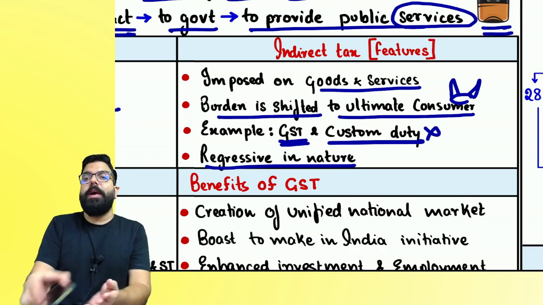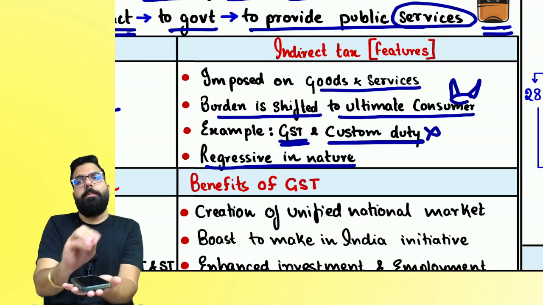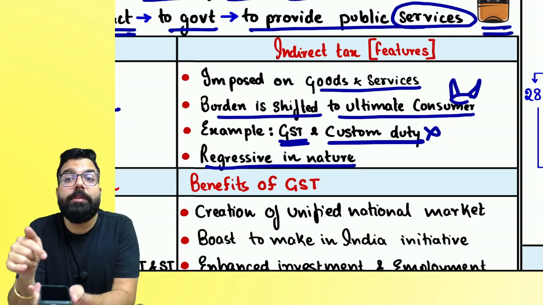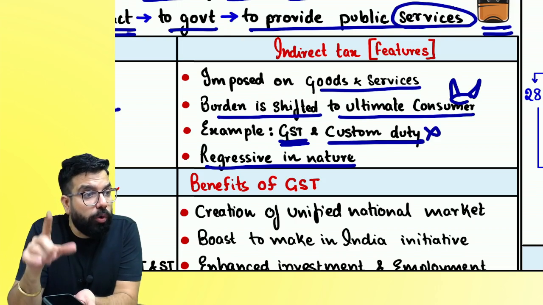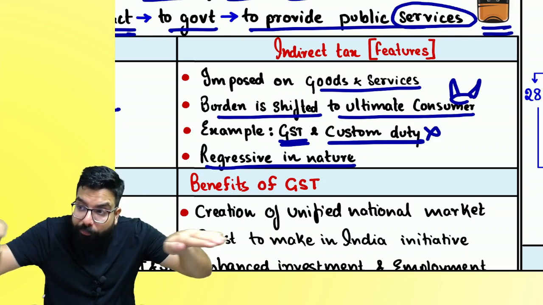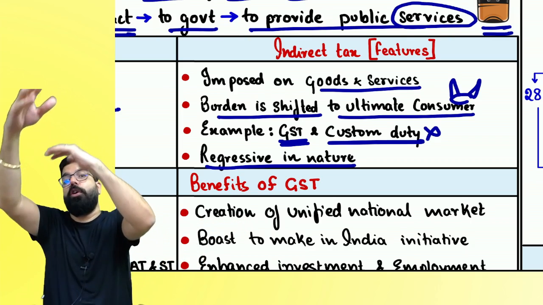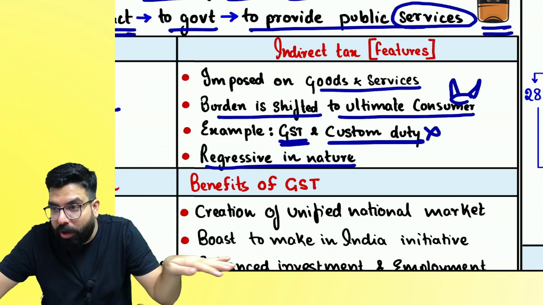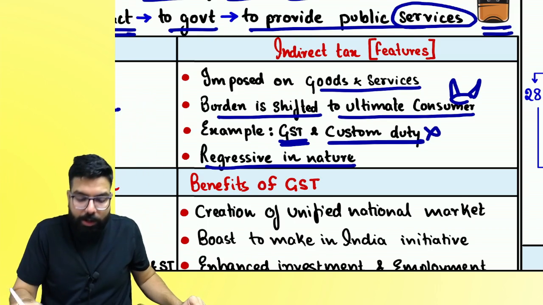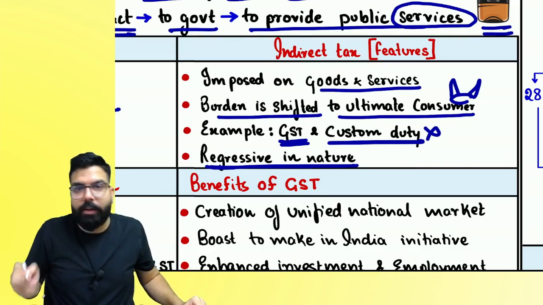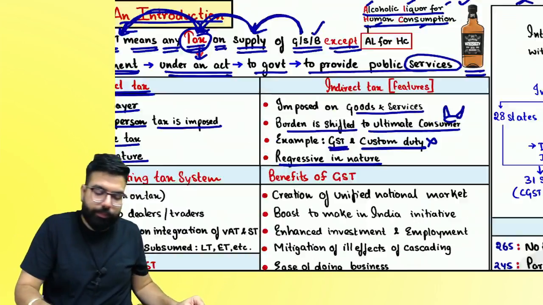Regressive means I went to buy this mobile phone. I paid 10,000 plus 2,000 GST. You will pay how much? 10,000 plus 2,000. Means it is the same for everyone. It is not like your income is increasing so your tax will increase. It is the same for all. Are we clear, everyone? So that is why it is called regressive in nature. Can we go ahead, everyone?